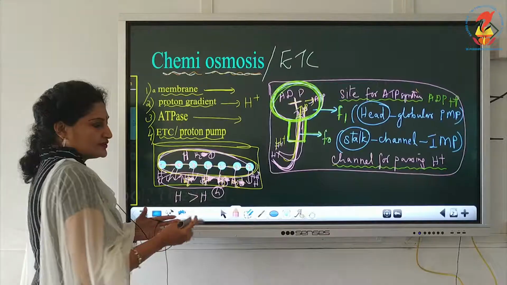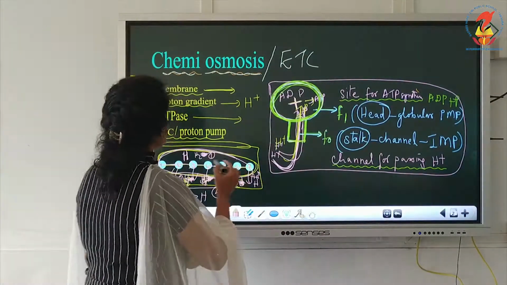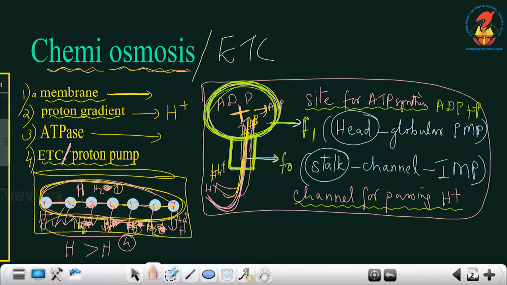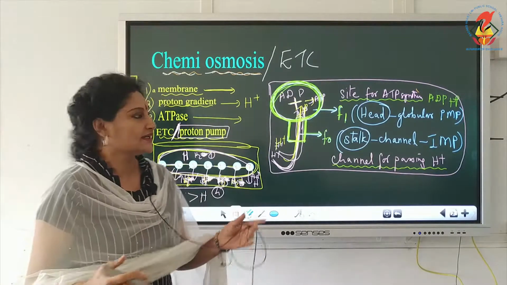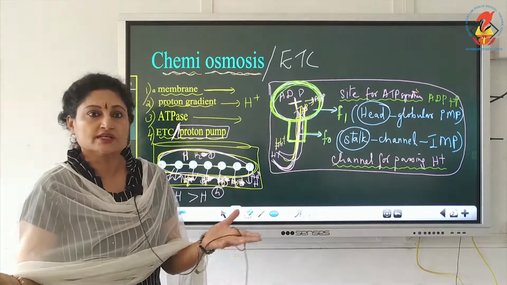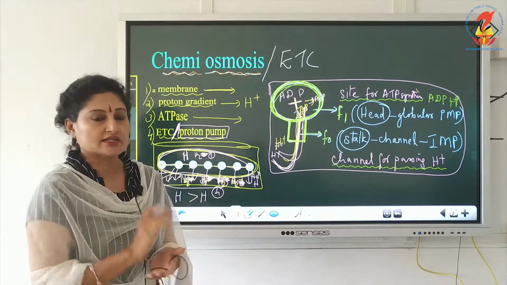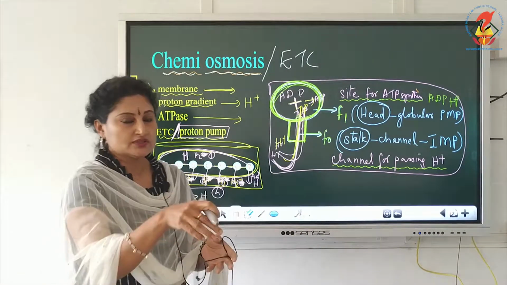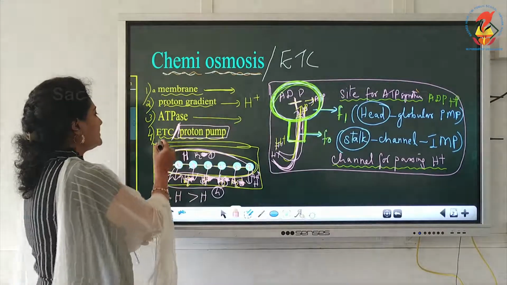So when this happened, what happened? A gradient is created. Therefore calling the ETC a proton pump is justified, because of the ETC a gradient was created. It's not a ready-made gradient as in the water and the raisins, where outside there is high water concentration and inside the raisins there is no water, because it is already ready-made. But here it is created by the ETC.